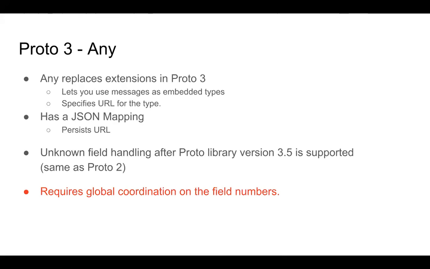In terms of unknown fields, as I mentioned in proto 2, it follows the same way as proto 2, as long as the library version is more than 3.5. The other problem with Any is that if we are trying to use Any to model extensions at the top level, and when I say extensions here, I mean CloudEvents extensions, you still have that global coordination problem of field numbers that I mentioned earlier.